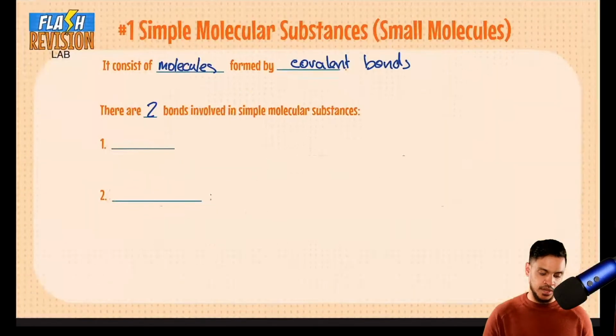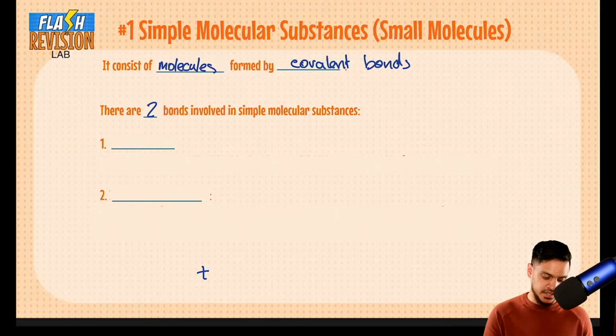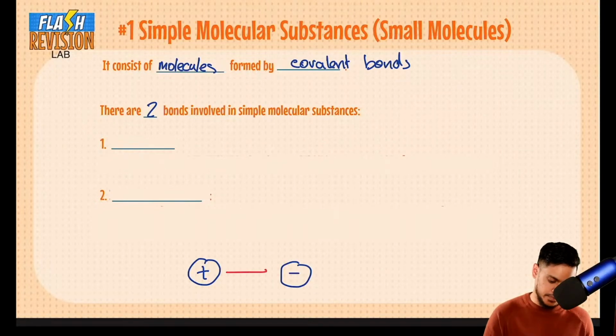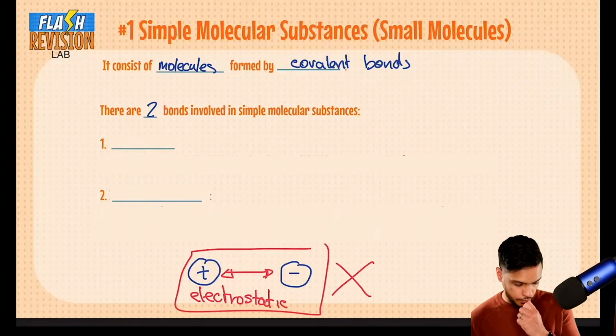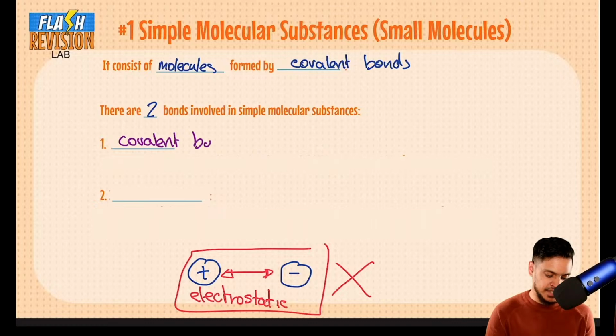Electrostatic forces we talked about already. That's between the shared electrons and the nucleus. We're not going to talk about that now. Electrostatic is when you have something positively charged attracted to something negatively charged. We're not dealing with electrostatic here. What we're dealing with are basic covalent bonds and intermolecular forces.